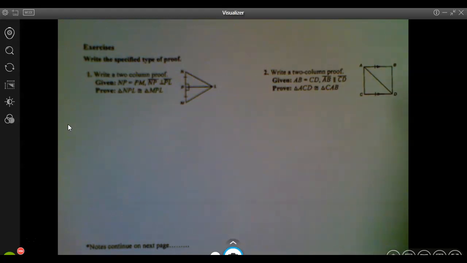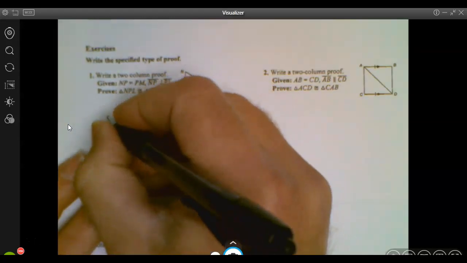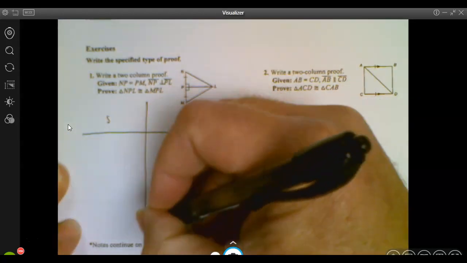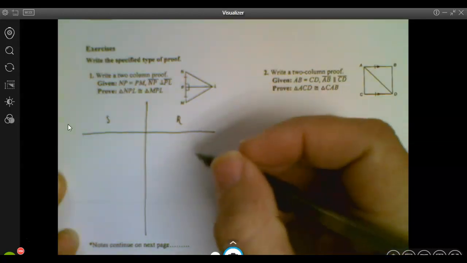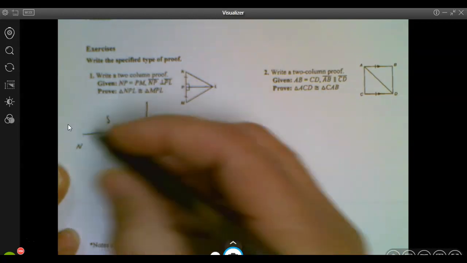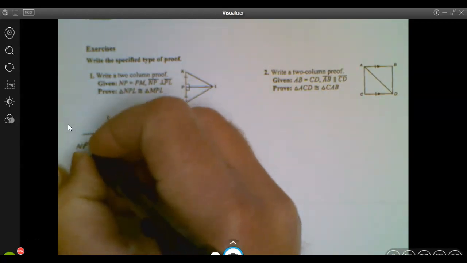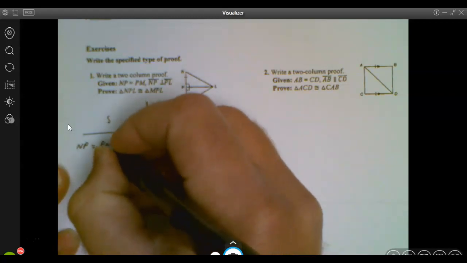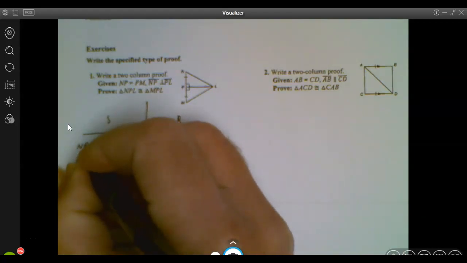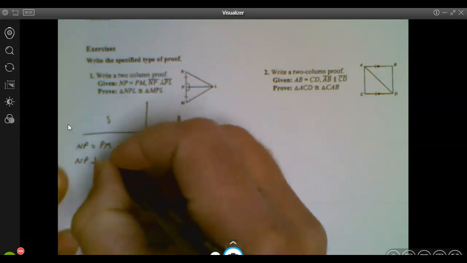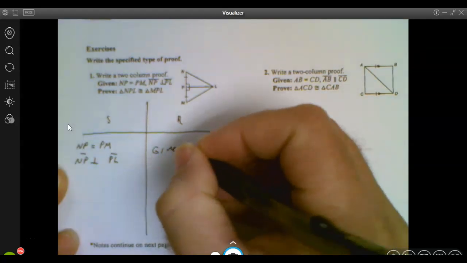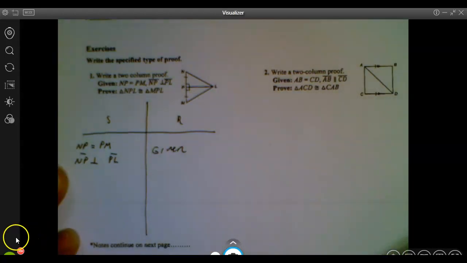So here we go. We've got our statements and reasons. On this one, let's just start out with our given information. NP is equal to PM, and NP is perpendicular to PL. And that, of course, is our given information. So we're always going to start there.